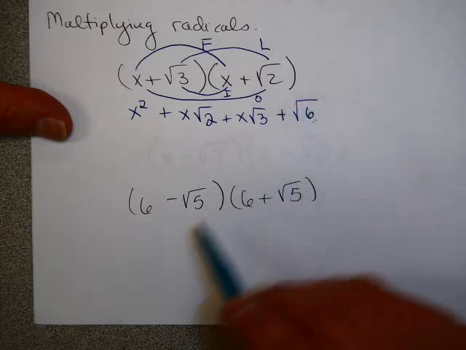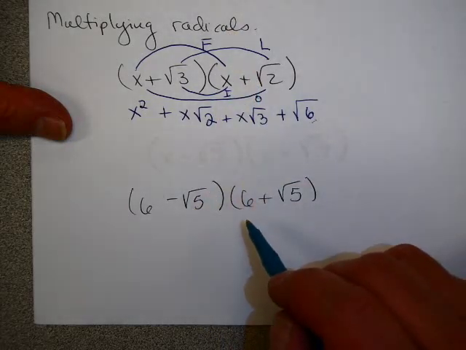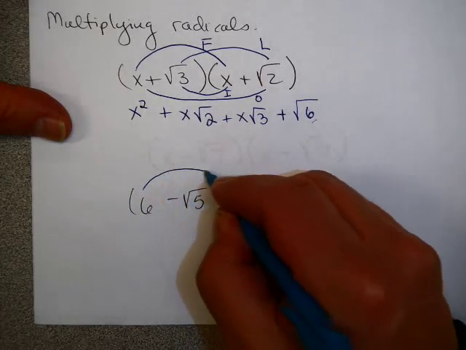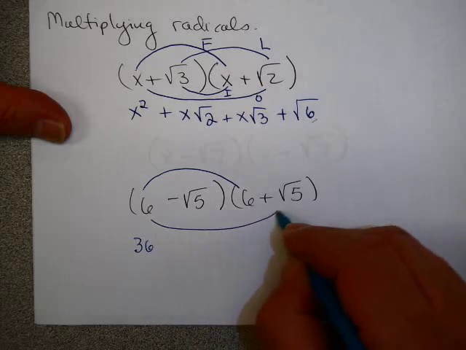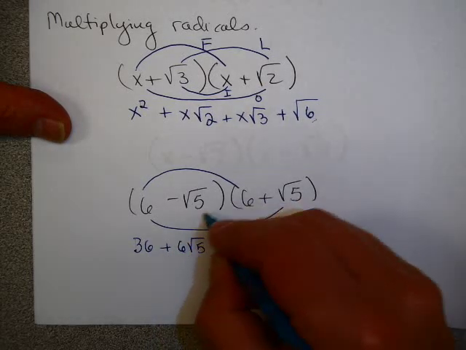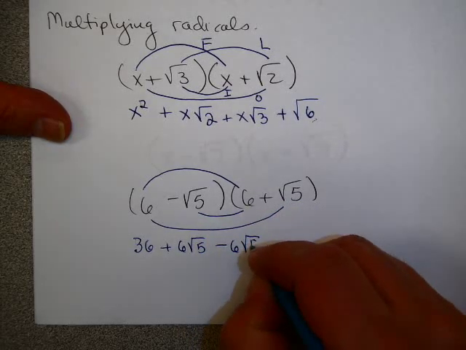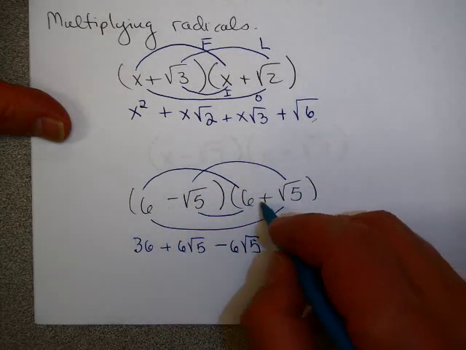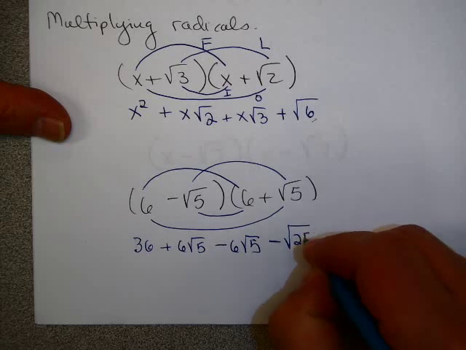Now, some radicals, when you multiply them together, end up with special answers. Let's try this one by FOILing it out. 6 times 6 is 36. 6 times the square root of 5, that's plus 6 times the square root of 5. This is minus 6 times the square root of 5. And square root of 5 times square root of 5, or negative square root of 5 times positive square root of 5, is negative square root of 25.